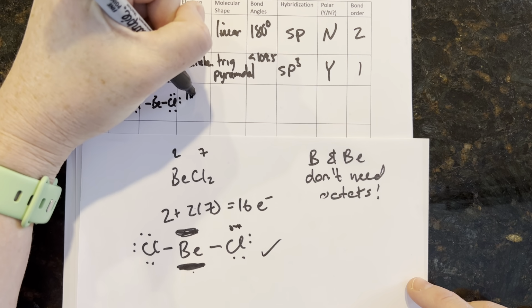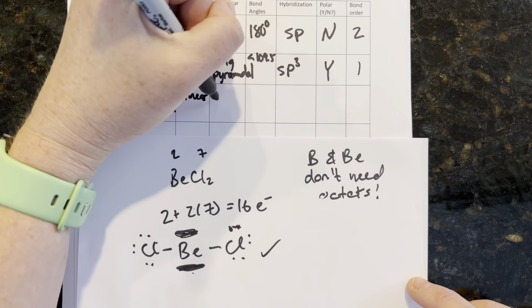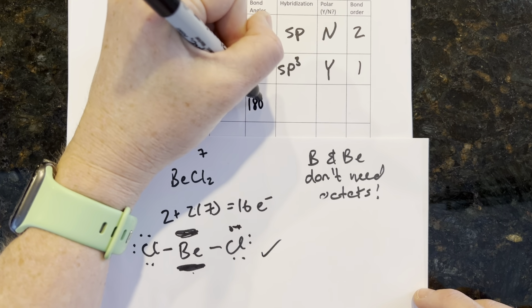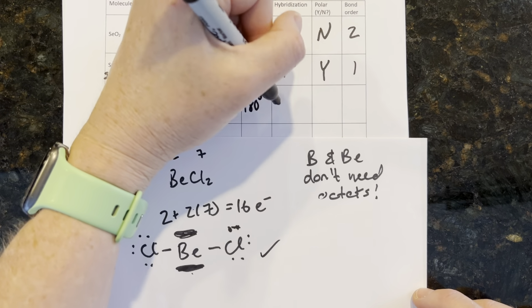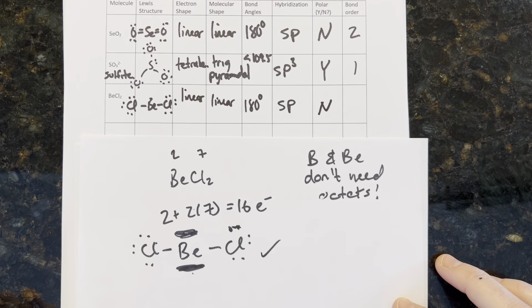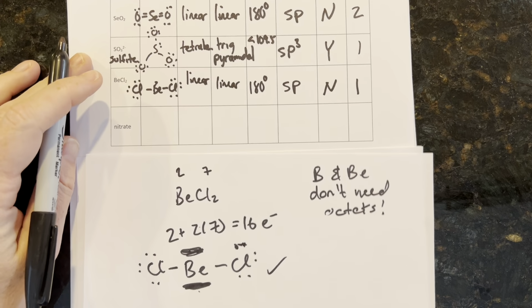This is linear. It has no lone pair, so it's also linear. Its bond angle is 180. It's sp hybridized. It has equal pull in opposite directions, so it is not polar, and it has a bond order of just 1, a single bond.